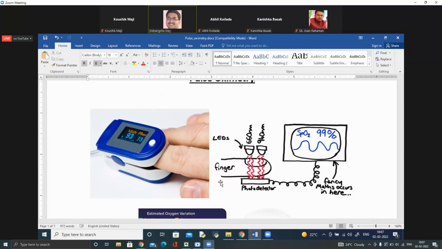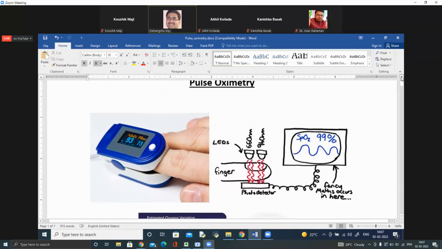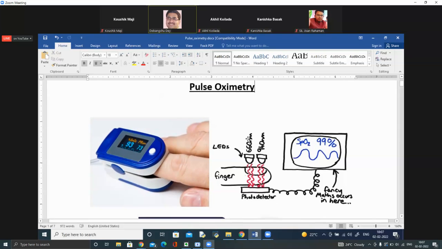So the pulse oximeter, and we are interested in the measurement part. The pulse oximeter actually measures the oxygen saturation. You have heard the term oxygen saturation, but does anyone have an idea what it really means? What is the meaning of the oxygen saturation?